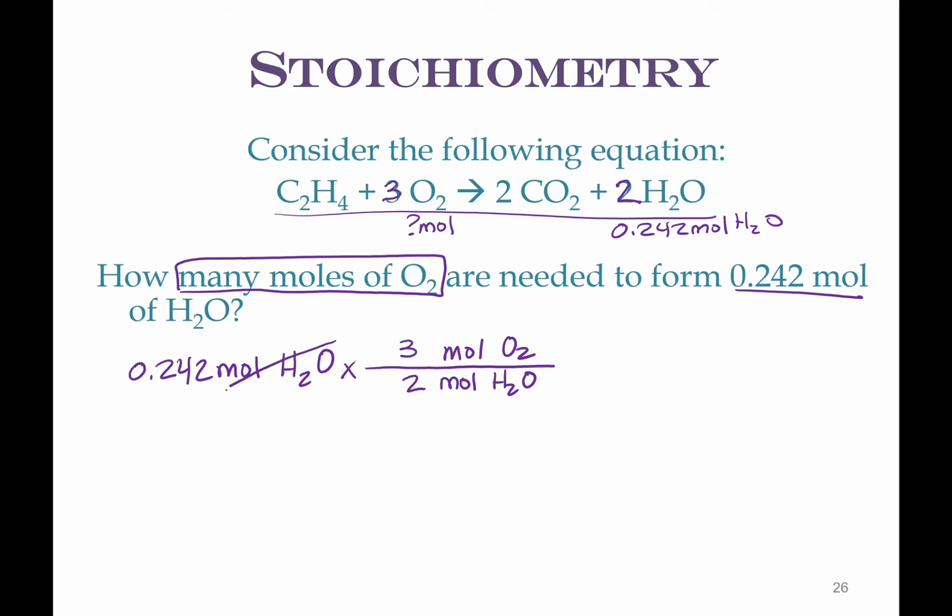My unit here is canceling because they're in opposite locations. I multiply across the top and I divide by what's on the bottom. And I get 0.363 moles of O2. And 3 sig figs here and 3 sig figs here make this an appropriate answer.